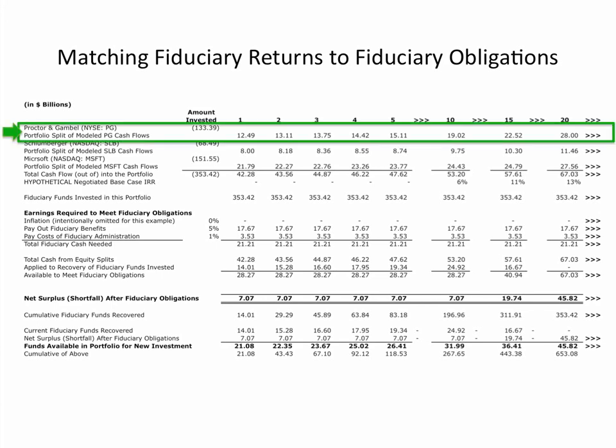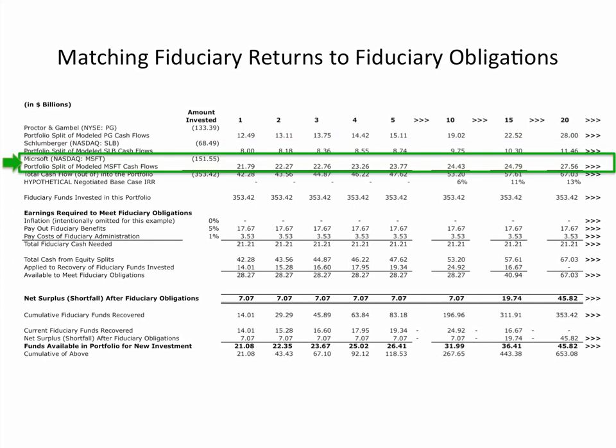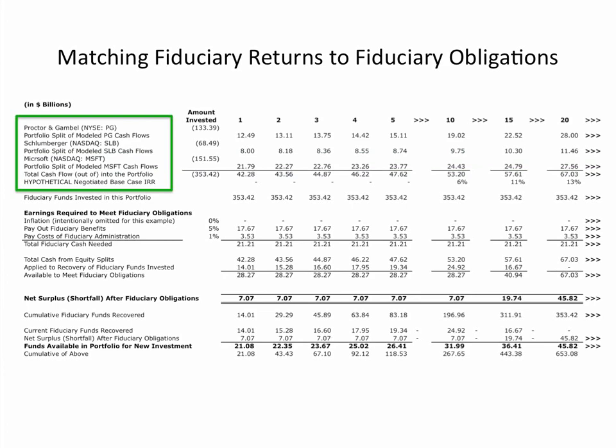Procter & Gamble is our consumer brands example. Schlumberger, an oilfield services and pipeline company, is our industrial sector example. Microsoft is our technology example. Each of these companies is currently trading in the public markets.